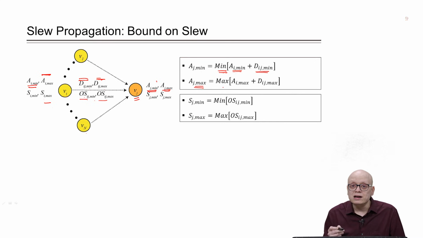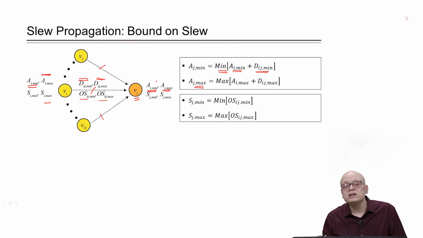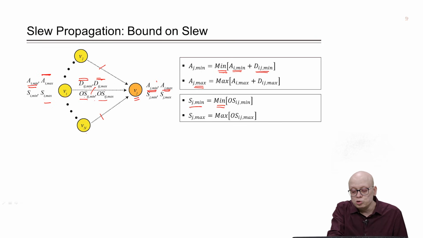Now, similarly, we can derive the bound on the output slew for the vertex Vj. And how do we derive it? We simply, out of all the incoming edges, take the one which is exhibiting the minimum slew, that is the lower bound on the slew for the vertex j, right.